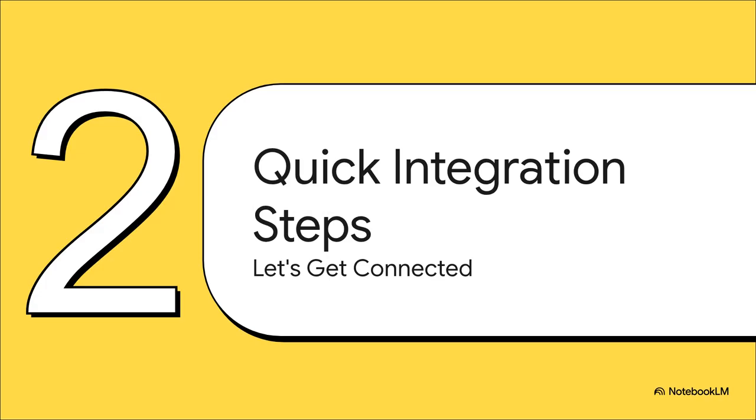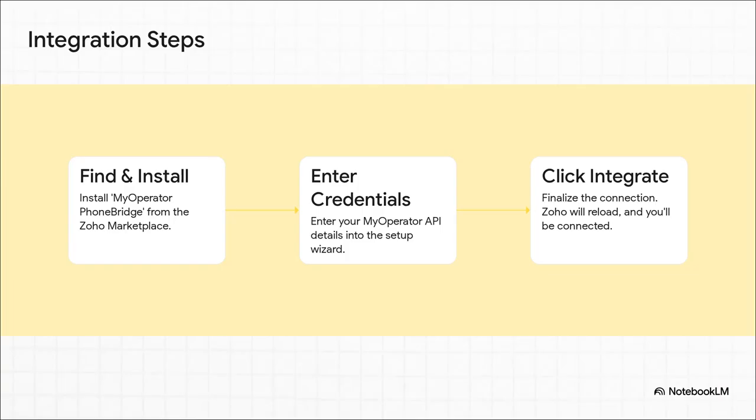All right, with our prep work done, we can move right into the integration itself. You'll be surprised at how straightforward this is. Getting these two powerful platforms connected really just takes a few clicks. So first, you're going to head over to the Zoho Marketplace. Just search for MyOperator Phone Bridge and click Install. A little setup wizard will pop up asking for those API details we mentioned. You'll just paste those in, click Integrate, and that's it. Zoho will do a quick reload and your connection will be live.